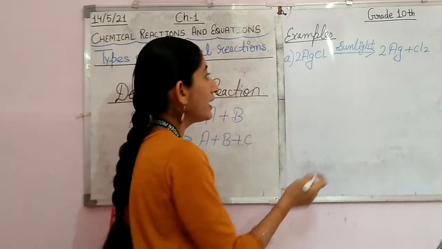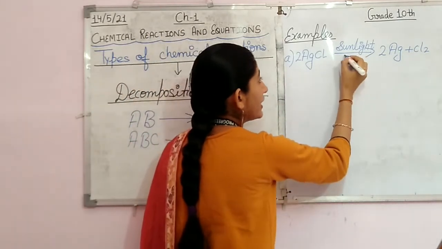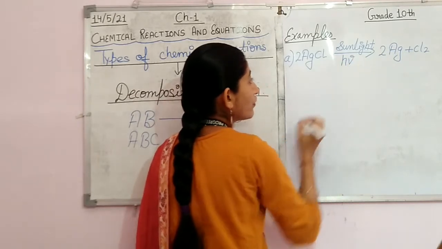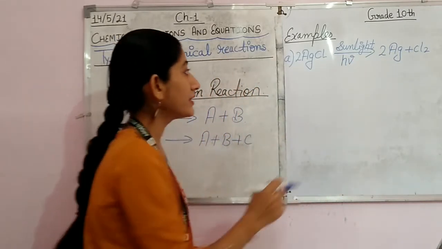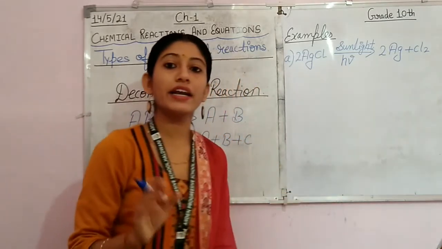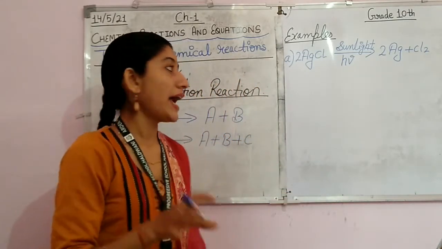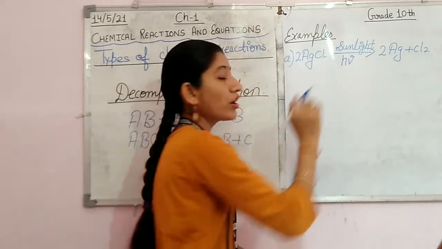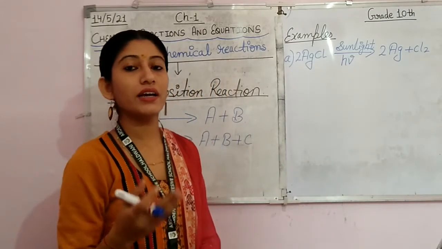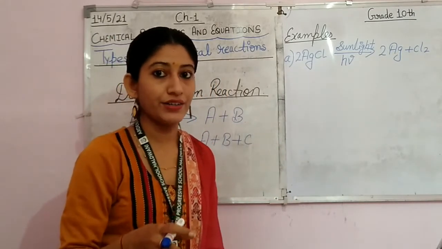Another thing is that here I have written sunlight. We can write this like this also, as photon, represented as h nu, which means sunlight. And this type of breakdown is called photolysis because it takes place in the presence of light.